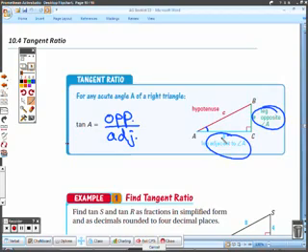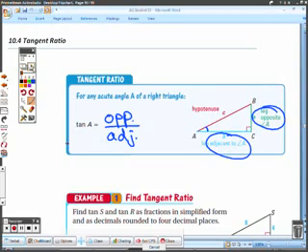Now some students sometimes get it mixed up. They mix up the adjacent and the hypotenuse. Leave the hypotenuse alone. There might be a number there, you just leave it alone. Remember, the hypotenuse is not part of the tangent, it's opposite over adjacent. So it's the side that touches the right angle, that's the one we want.